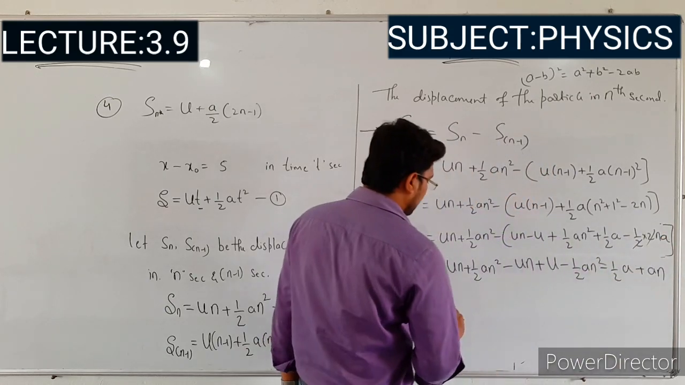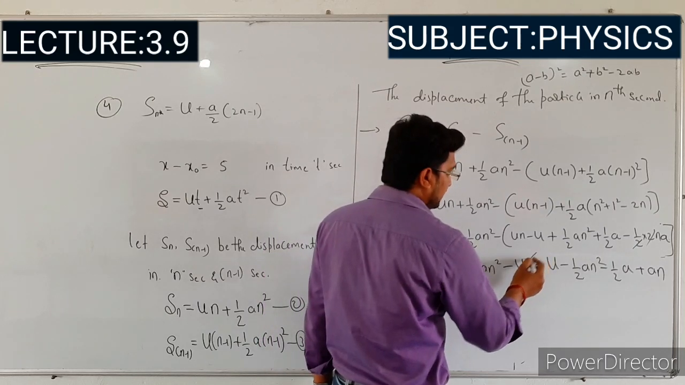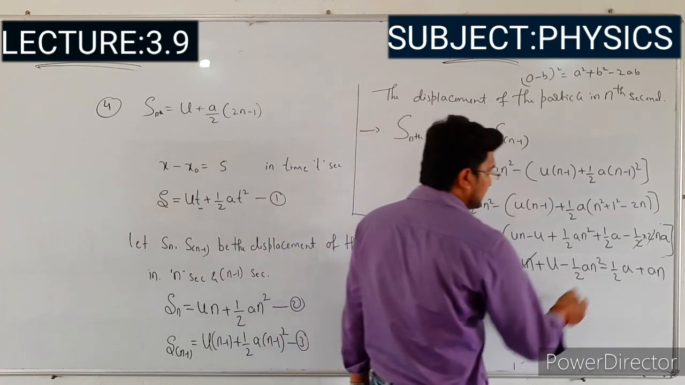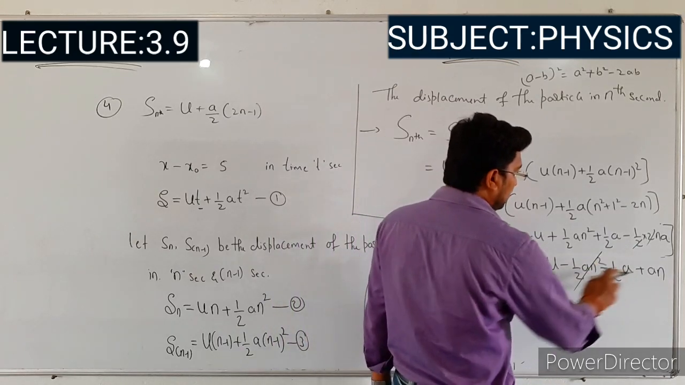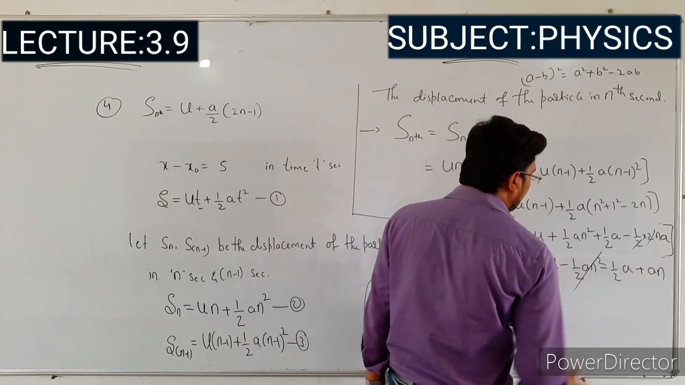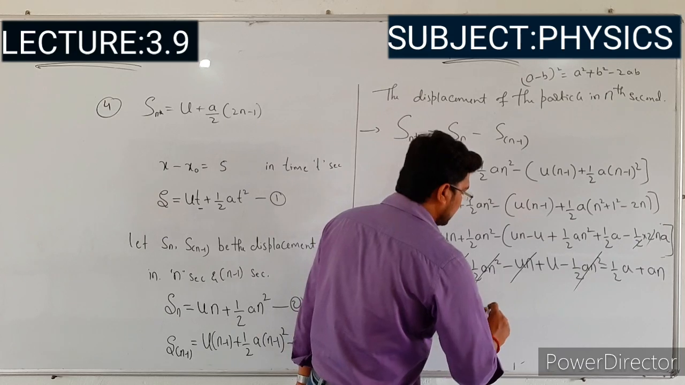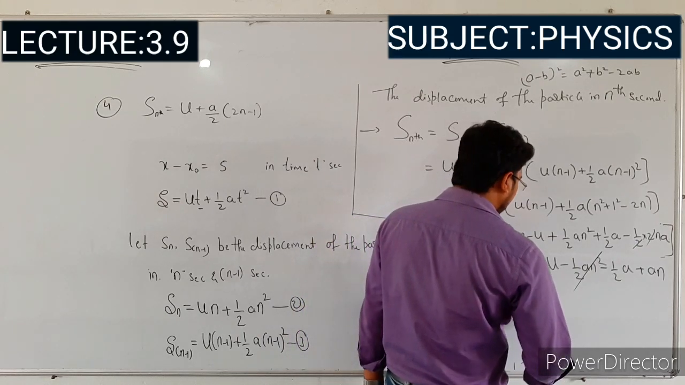Okay, next step. So this is un, this is plus un, this is minus un, both get cancelled. Half an square minus half an square, both get cancelled. The remaining terms are u plus an minus 1 by 2a. So then it becomes u plus an minus 1 by 2a.